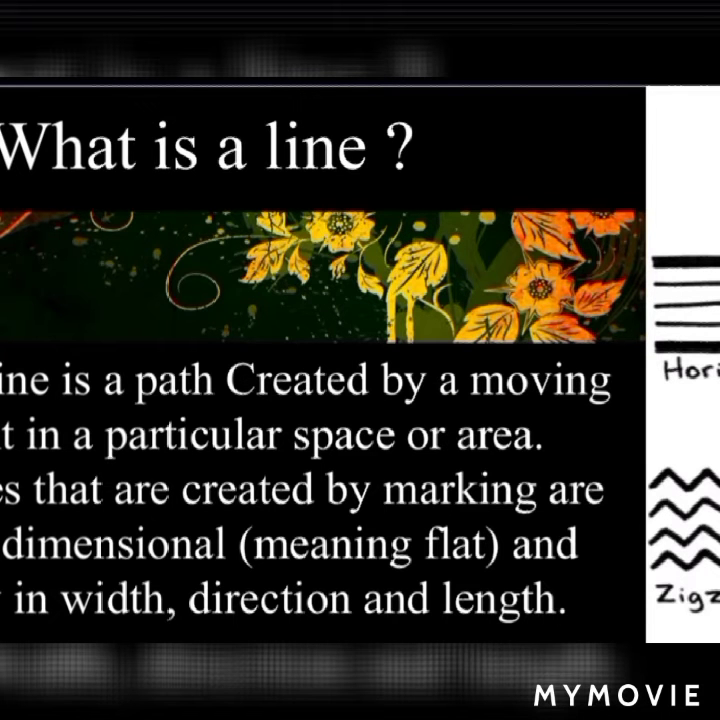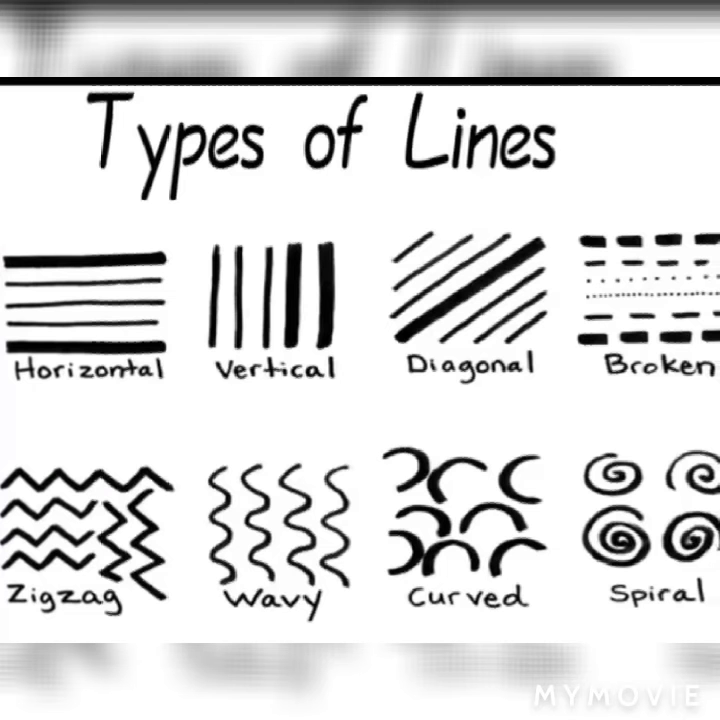So first we will study the first element of art, that is line. A line is a path created by a moving point in a particular space or area. Lines that are created by marking are one-dimensional and vary in width, direction and length. There are different types of lines. We'll study all these lines in detail. Horizontal lines, vertical lines, diagonal lines, broken lines, zigzag lines, wavy lines, curved lines, spiral lines.